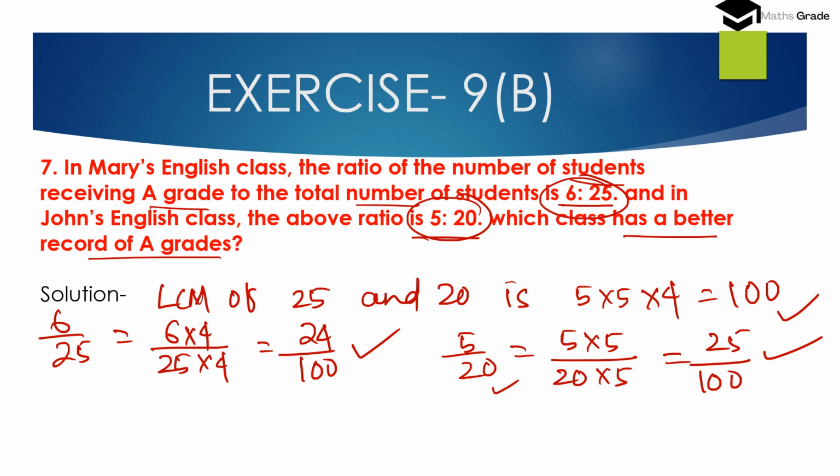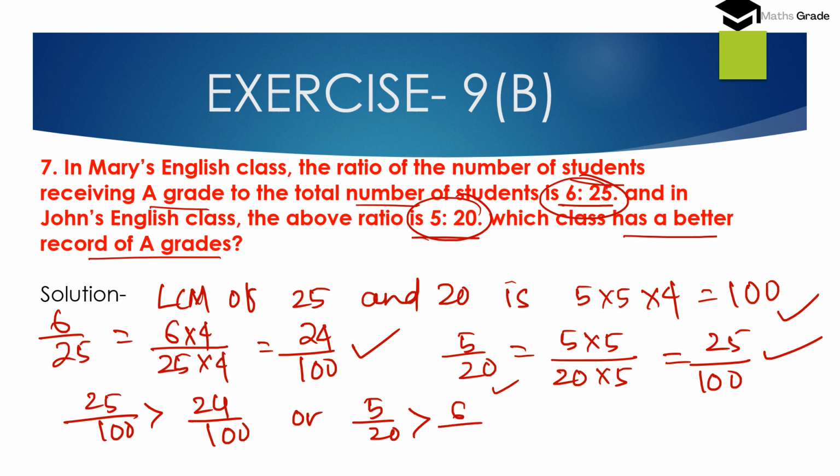So compare the two ratios, 24 divided by 100 and 25 divided by 100. 25 divided by 100 is the greater ratio. That is, 25 divided by 100 is greater than 24 divided by 100. And 25 divided by 100 is the equivalent ratio of 5 divided by 20. So 5 divided by 20 is greater than 24 divided by 100, which is the equivalent ratio of 6 divided by 25. So 5 divided by 20 is greater than 6 divided by 25.